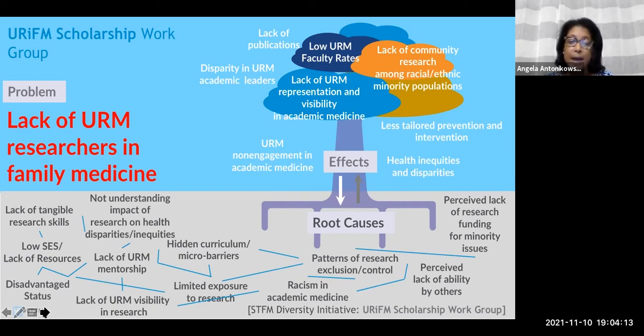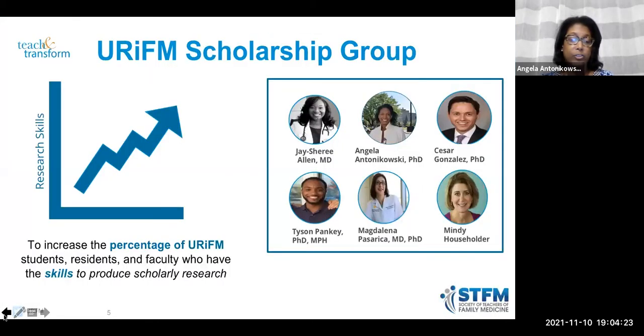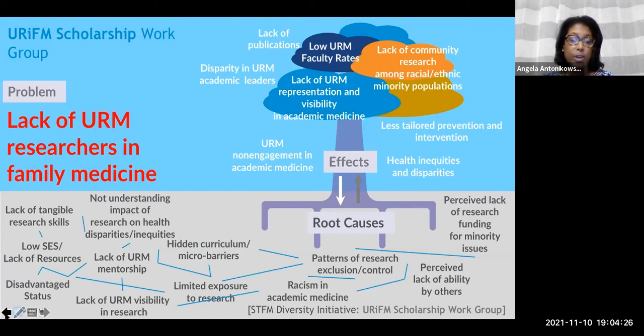And so what's important to keep in mind is that these systemic factors impact these individual level phenomena, lack of tangible research skills, potentially not understanding the impact of research on health disparities, just to name a few. And so these root causes, if you look at the trunk of the tree, have a bidirectional influence, which manifests as URM non-engagement in academic medicine, lack of URM representation and visibility, and a lack of community research among racial and ethnic minority groups. Next slide.